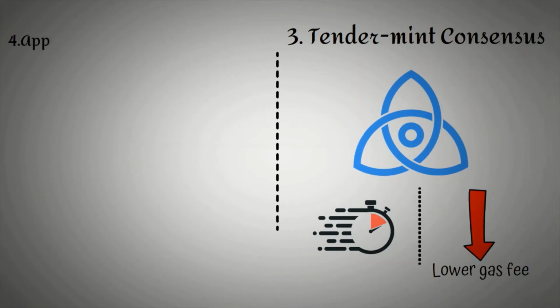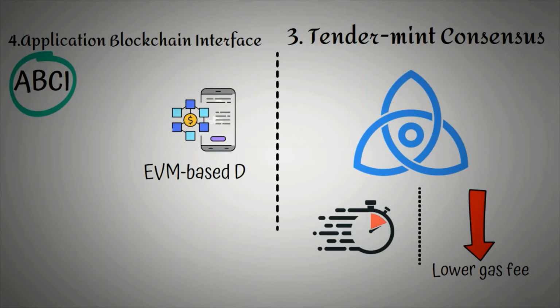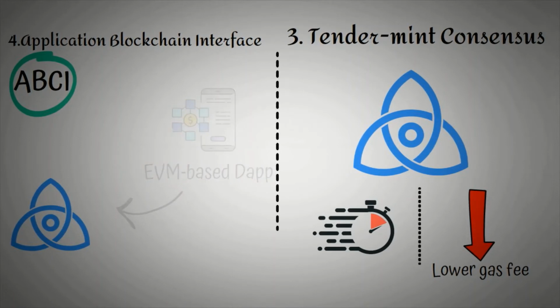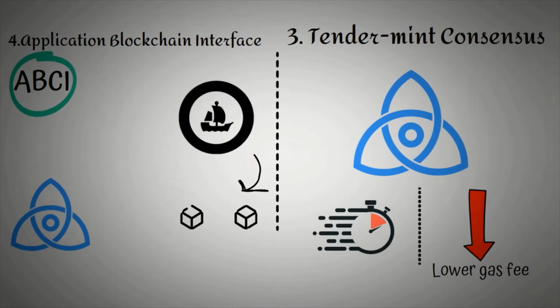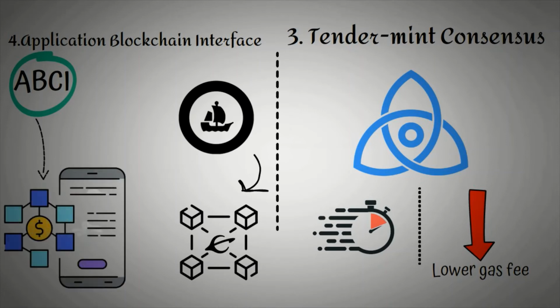Number 4. Application Blockchain Interface, also known as ABCI. The Application Blockchain Interface, ABCI, is a feature that allows EVM-based dApps to connect to the Tendermint consensus engine. For example, if we have an NFT marketplace such as OpenSea on Evmos, and we want to port it over to our blockchain, the ABCI interface sends API requests and responses to the dApps.